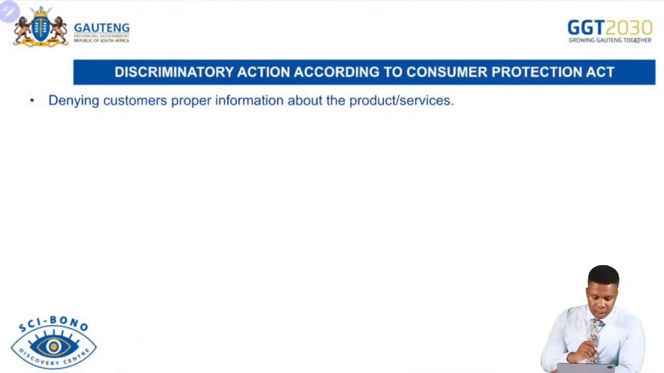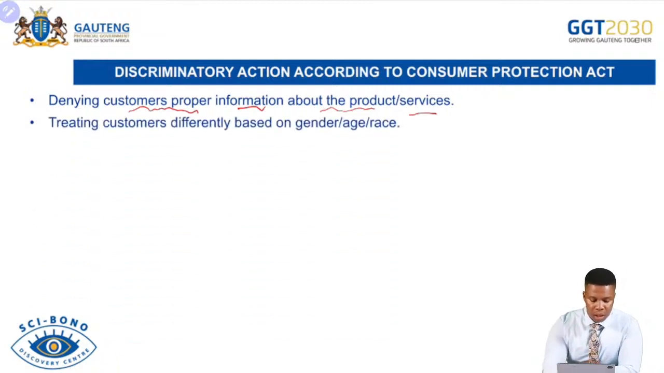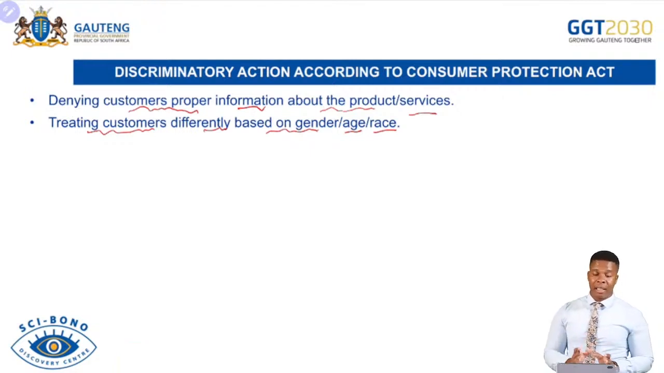So one, denying customers proper information about the product or service is considered discriminatory, because they are basically not making information available to that customer while they might make the information available to other customers. So they are not treating that particular customer in a fair way. And then another discriminatory action is treating customers differently based on their gender, age, and race. That is also considered discriminatory according to the Consumer Protection Act, because it is treatment that is differentiated according to gender, age, and race.